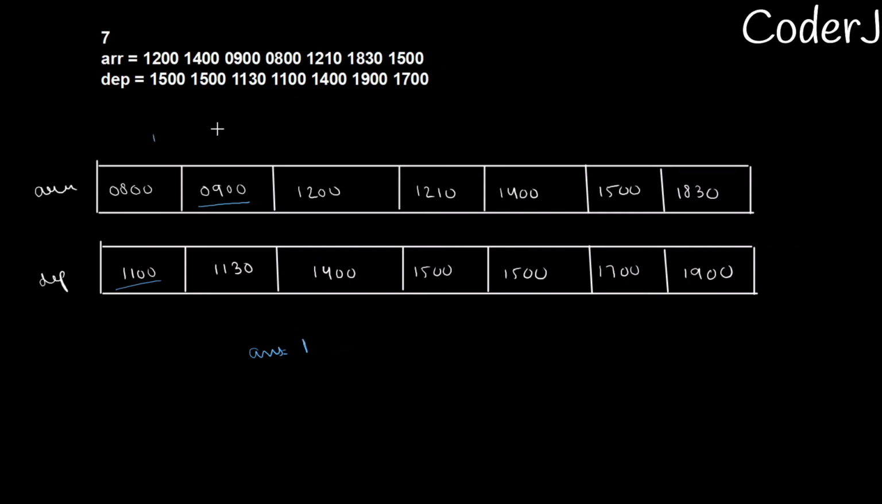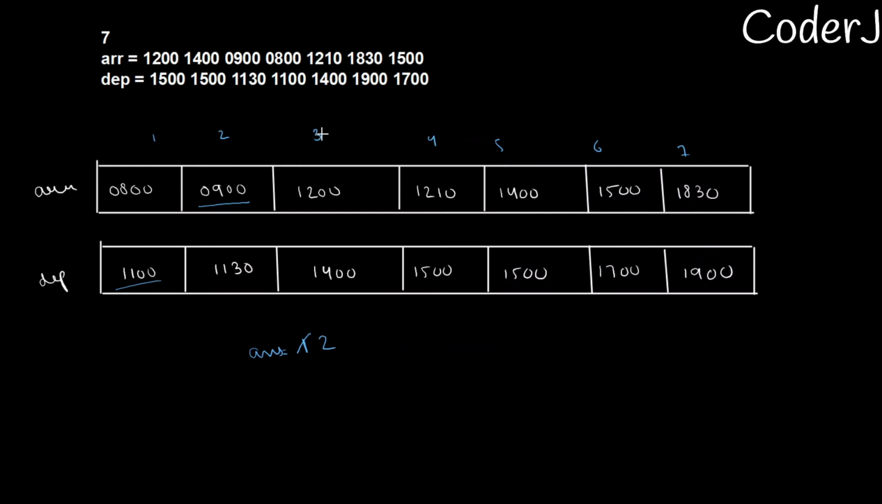Let me just write down 1, 2, 3, 4, 5, 6, and 7. So the train 2 comes at 0900, and then you ask, has any train left? No, the departure time of the first train is 1100. That is much later than the arrival of train 2, so you need another platform to accommodate train 2.